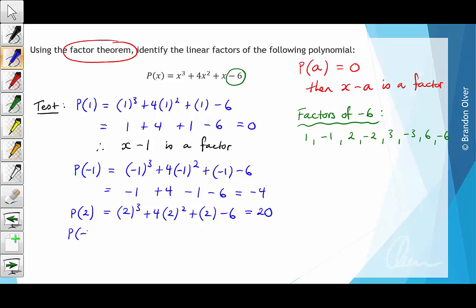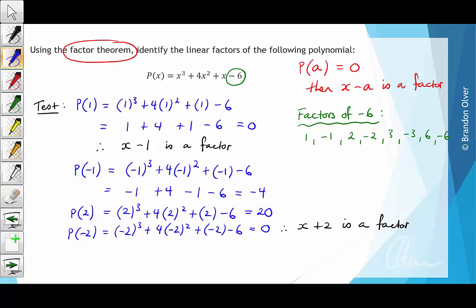Testing p of -2, we have -2 cubed plus 4 times -2 squared plus -2 minus 6. And when we evaluate that, we'll find that's equal to -8 plus 16 minus 2 minus 6, which gives 0. So by the factor theorem, we know that x plus 2 is a factor.